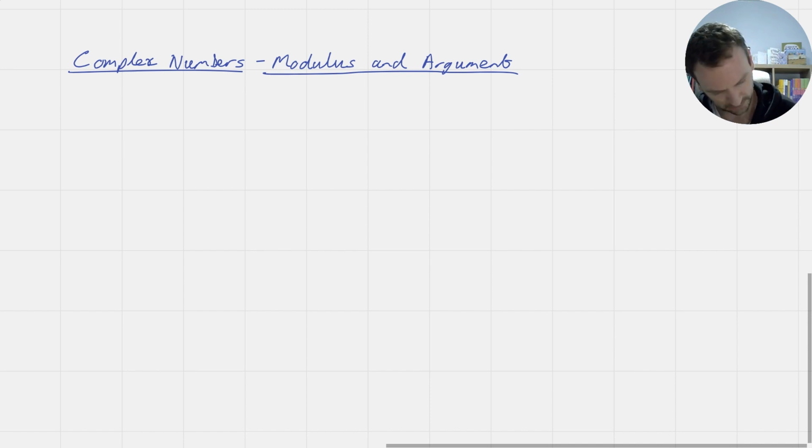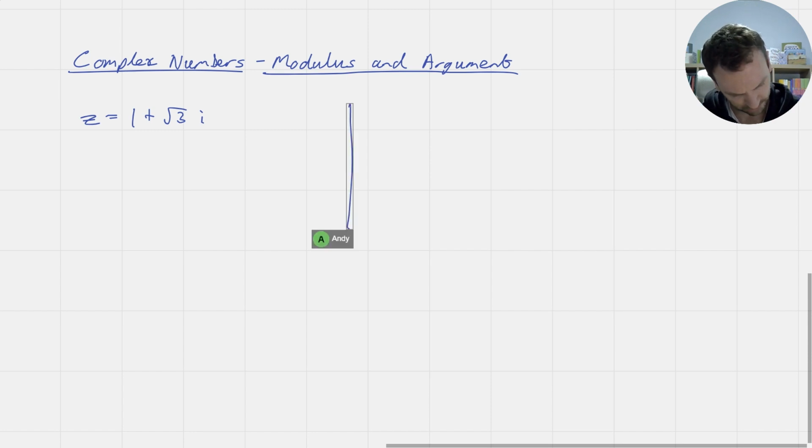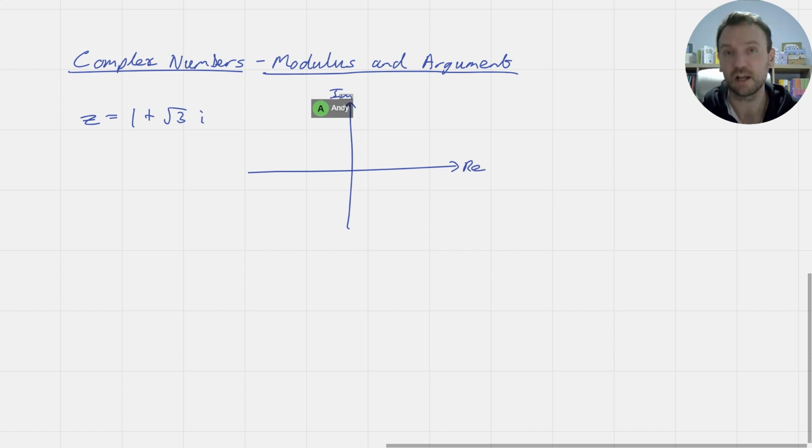So firstly, let's just talk about what these mean. Let's consider we've got a number z, which is equal to 1 plus root 3i. So the real part is 1, the imaginary part is root 3. If we wanted to represent this on an Argand diagram, just as a reminder, an Argand diagram is simply two axes, where one axis tracks the real part and the other axis tracks the imaginary part. We can't represent complex numbers on a single number line, but if we make a two-dimensional graph such as the Argand diagram we've drawn, then we can.